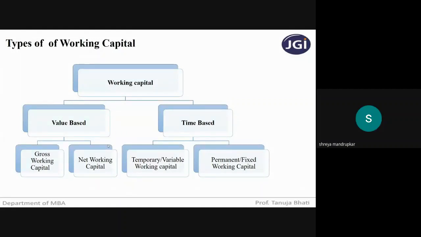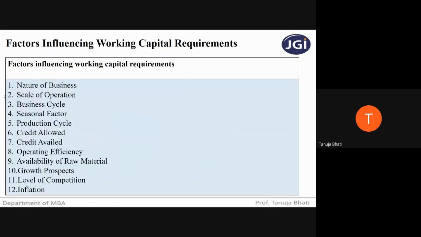Yes? Yes, ma'am. Okay. Next, let us see what are the factors influencing working capital requirements. The factors influencing working capital requirements are nature of business, scale of operation, business cycle, seasonal factor, production cycle, credit allowed, credit availed, operating efficiency, availability of raw materials, growth prospects, level of competition, and inflation. All these factors play a very important role in influencing the working capital required by the firm. Let me explain these in short.